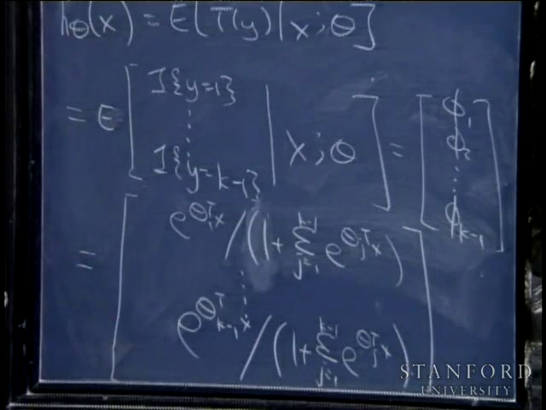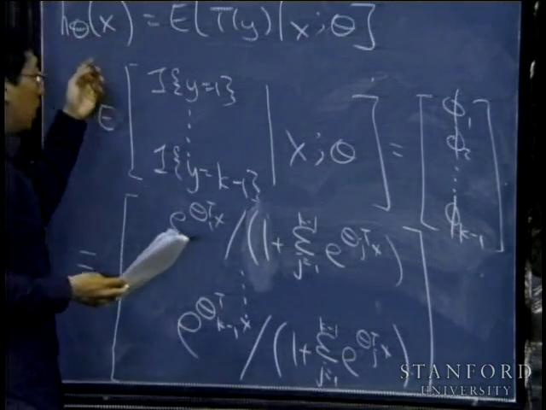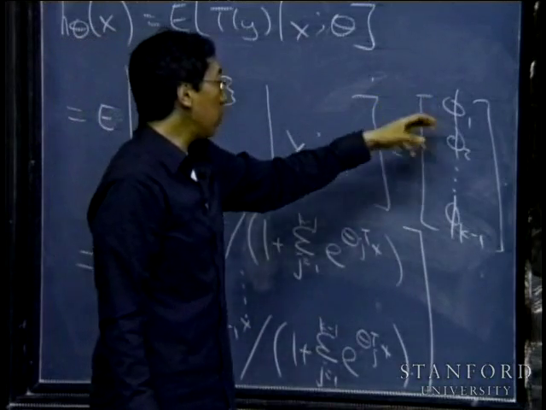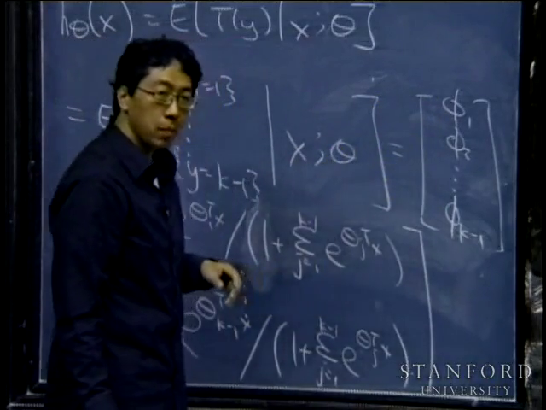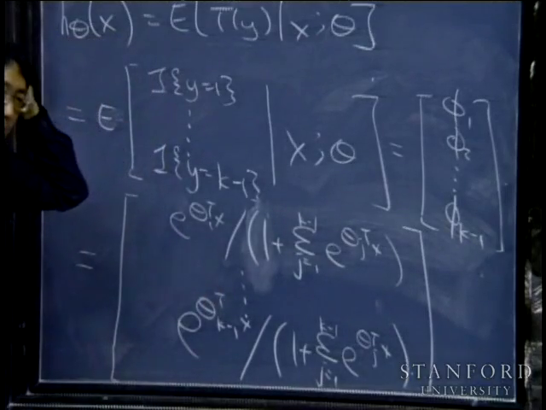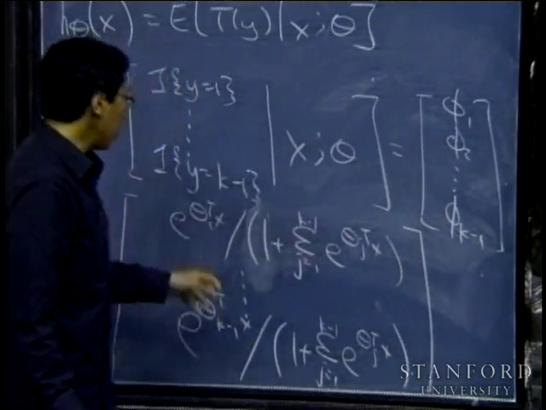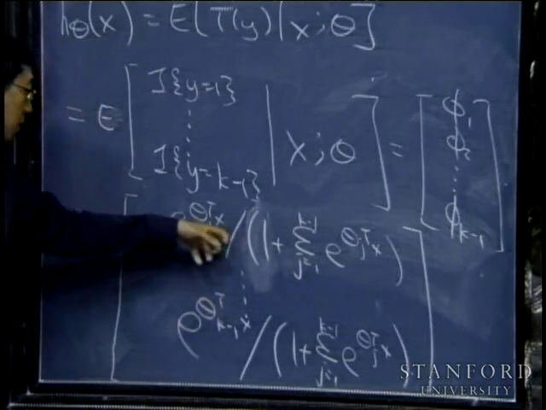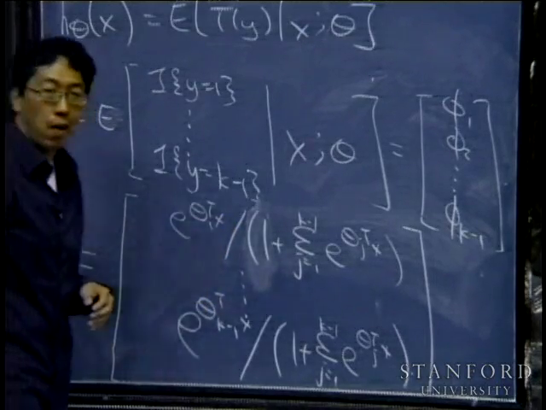Okay. And so my learning algorithm will output the probability that y equals 1, y equals 2, up to y equals k minus 1. And these probabilities are going to be parameterized by functions like these. Okay?